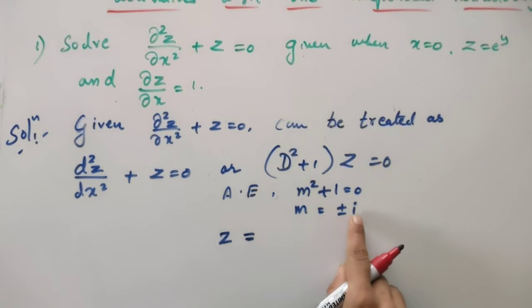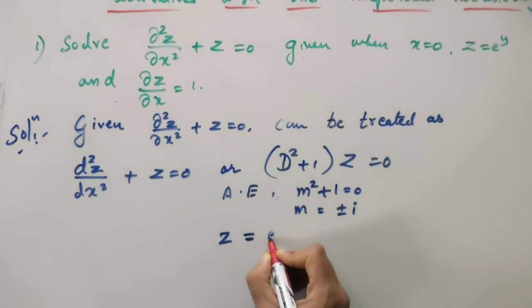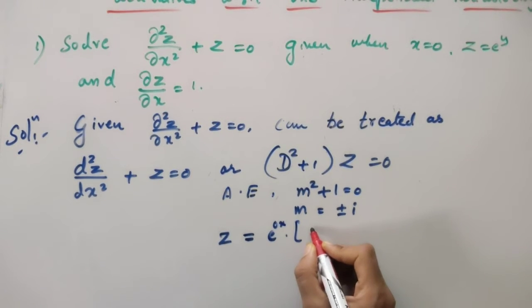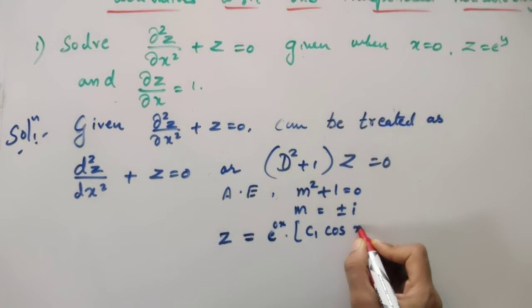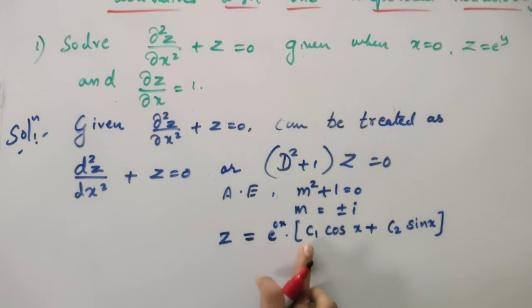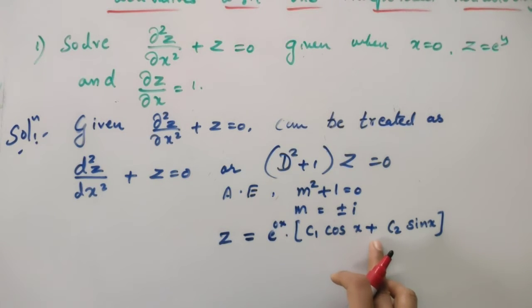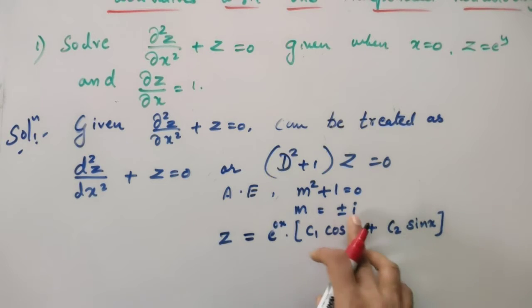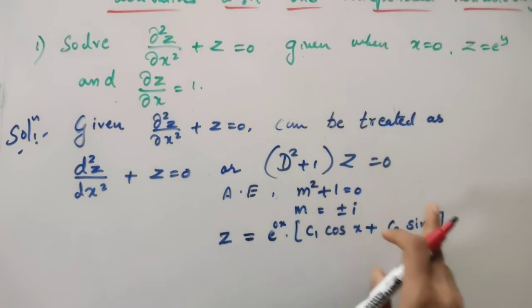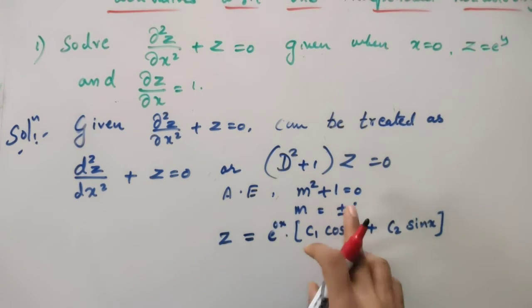The real part is 0, the imaginary part is 1. So e to the power 0 into x, c1 cos x plus c2 sin x. This is the rule: C1 into cos of the imaginary part of the root plus C2 into sin of the imaginary part of the root. I hope you remember this, how to write the solution when the roots are imaginary.